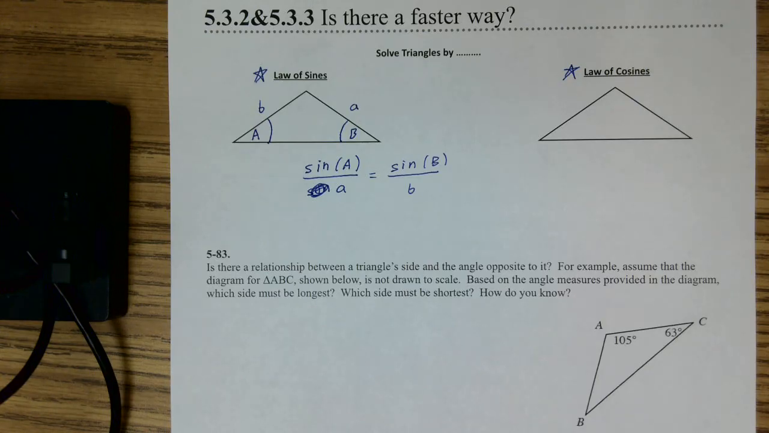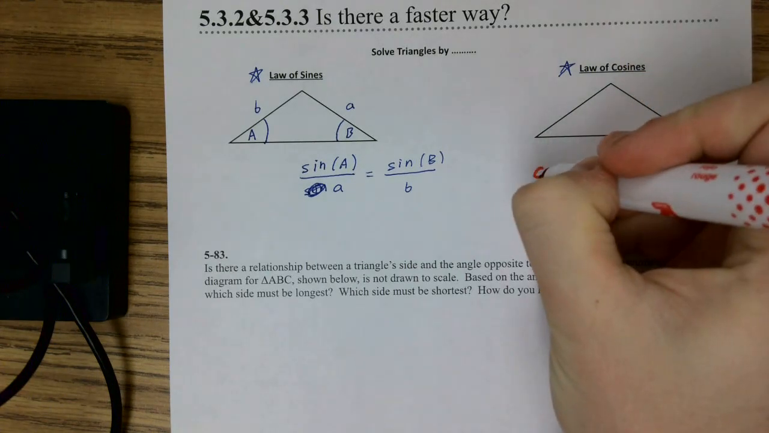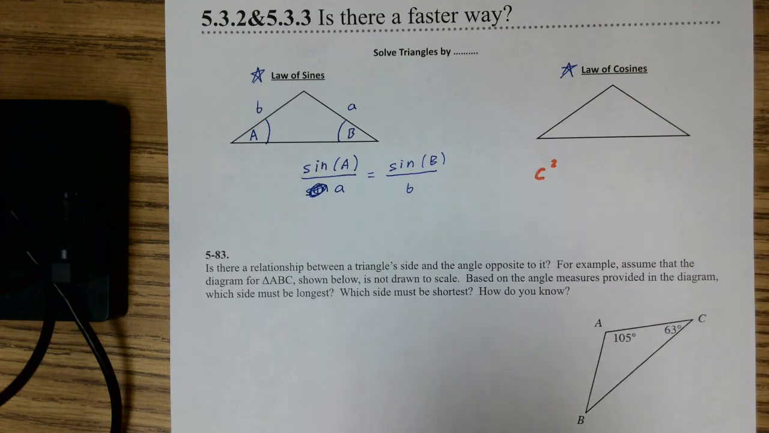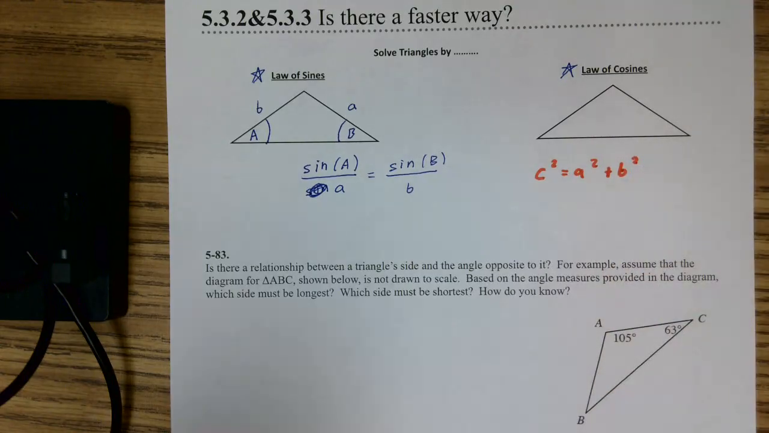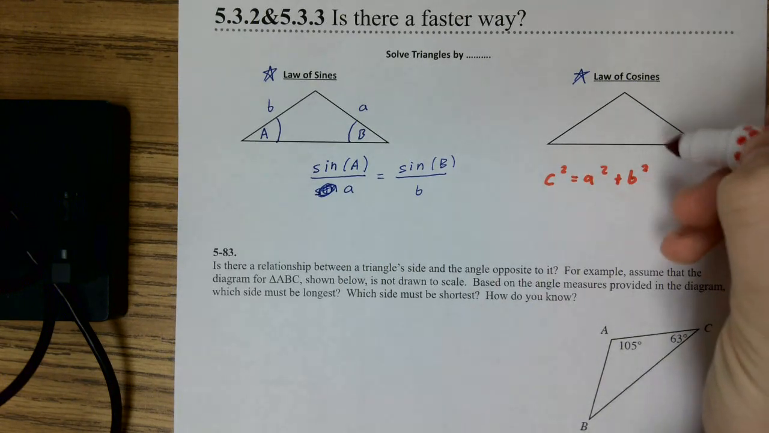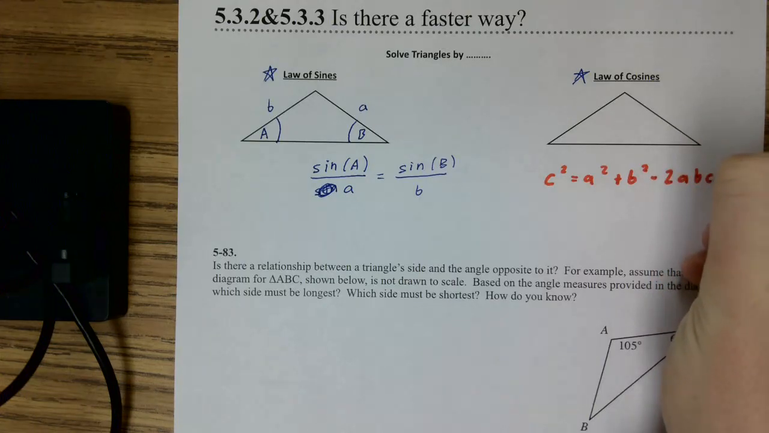The law of cosines is very similar, but a little bit different. The law of cosines is a function that looks something like this, and I'll put it in a different color so it's easier to see. In this case, the law of cosines is c squared equal to a squared plus b squared. As you can tell, this is exactly like the Pythagorean theorem, and then minus 2ab cosine, and then the big letter C.